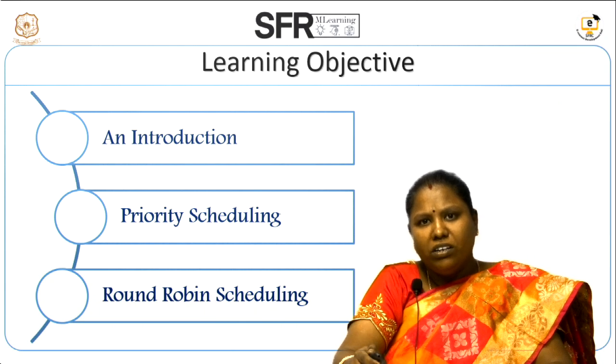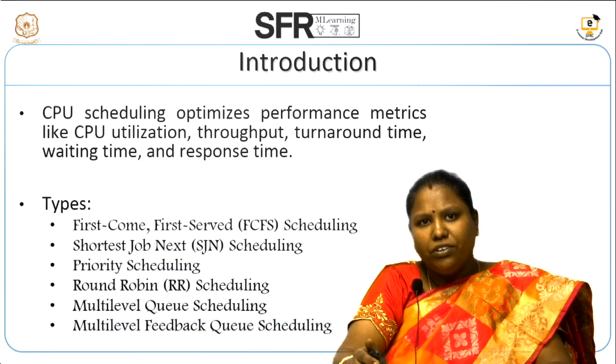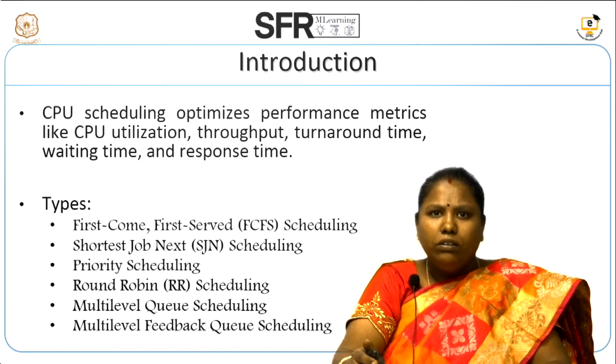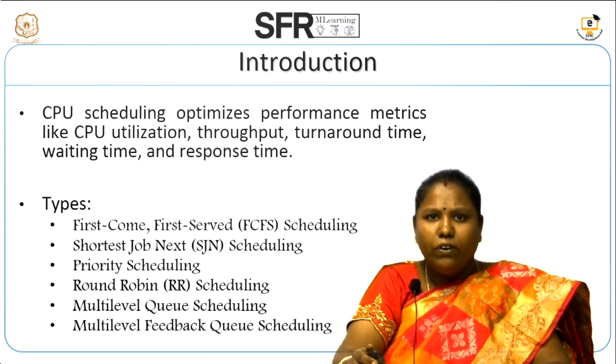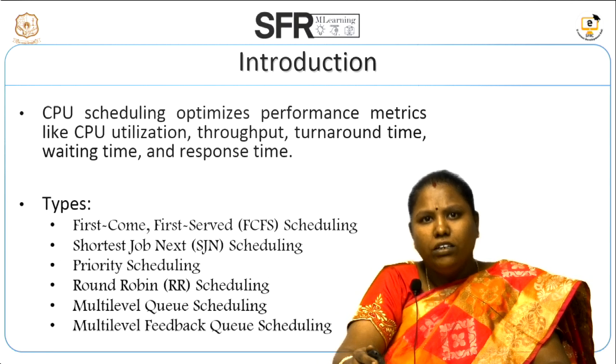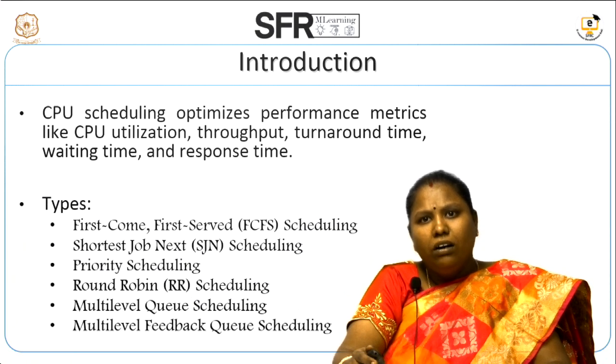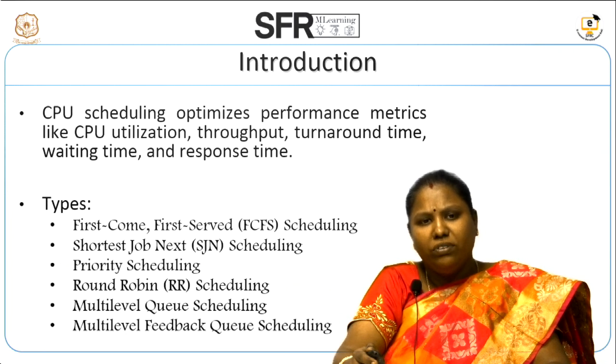Before going to the priority scheduling algorithm, I will give you a short introduction about CPU scheduling algorithms. The CPU scheduling algorithm is a fundamental concept of the operating system which optimizes the performance of the OS, like maximizing CPU utilization, increasing throughput, and minimizing turnaround, waiting and response times. The various types of CPU scheduling algorithms are first come first served, shortest job first, priority scheduling, round robin scheduling, and multi-level feedback queue scheduling algorithms.